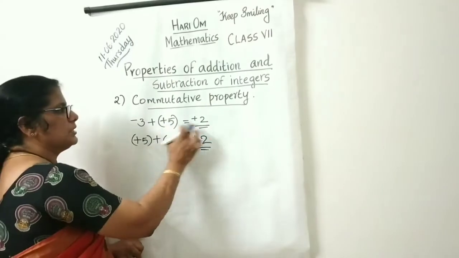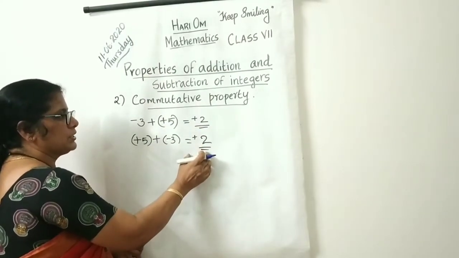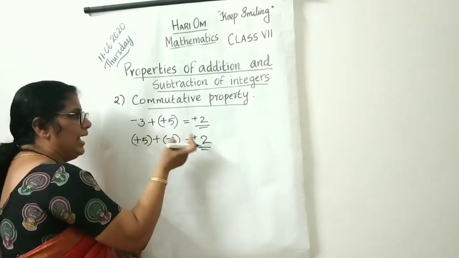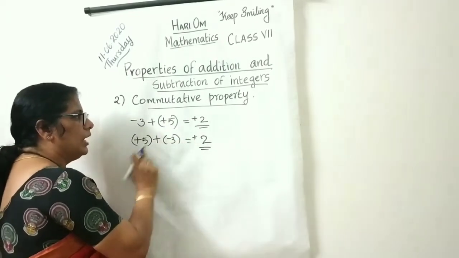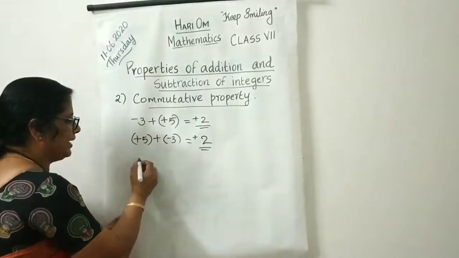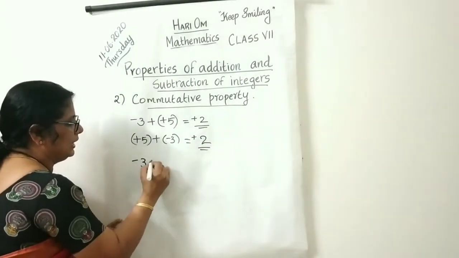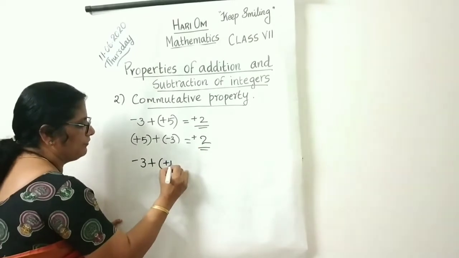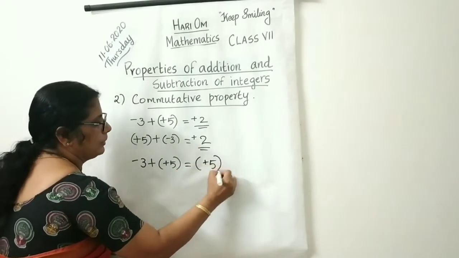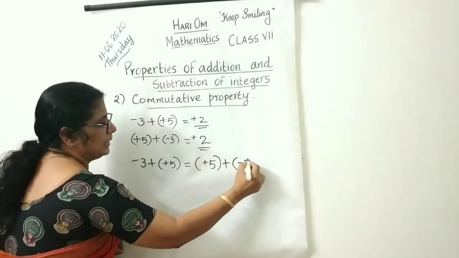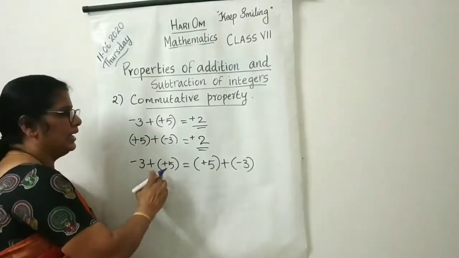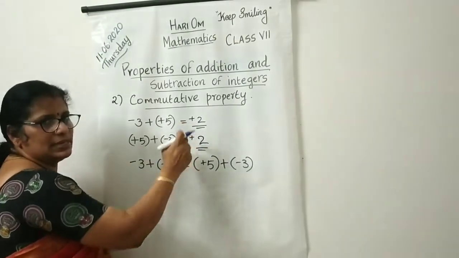Here also it is positive 2 and here also it is positive 2. Here we add minus 3 plus positive 5 and here we add in the reverse order. In both the cases we get the same answer. So we can write minus 3 plus positive 5 is equal to positive 5 plus minus 3. That is, if you change the order and add, the answer will be the same.